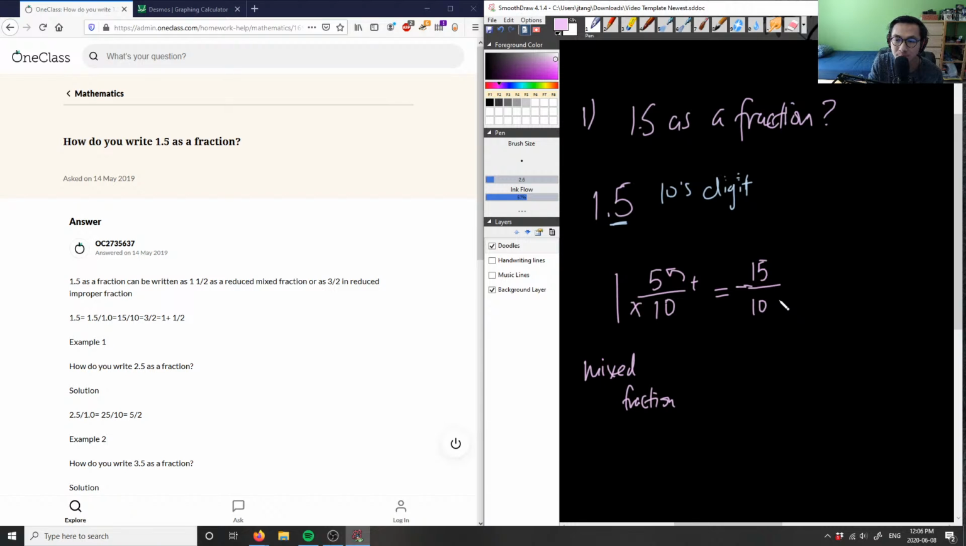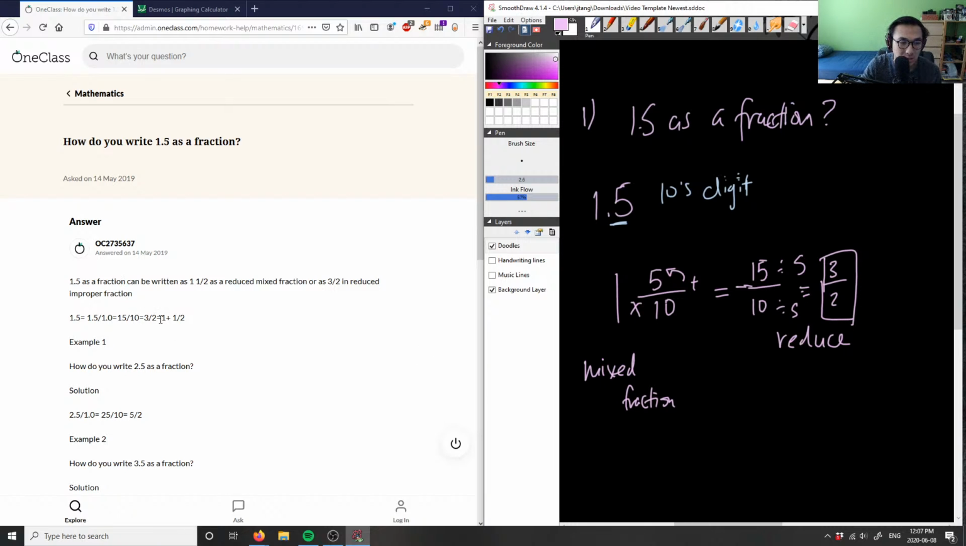So 15 over 10. And then finally, we can reduce this fraction into the lowest terms. As you can see, the greatest common factor between 15 and 10 is going to be 5. So I'm simply dividing by 5 on the top and dividing by 5 on the bottom. 15 divided by 5 is 3, and 10 divided by 5 equals 2. So therefore, our fraction is going to be 3 over 2, and this is our answer for this problem.